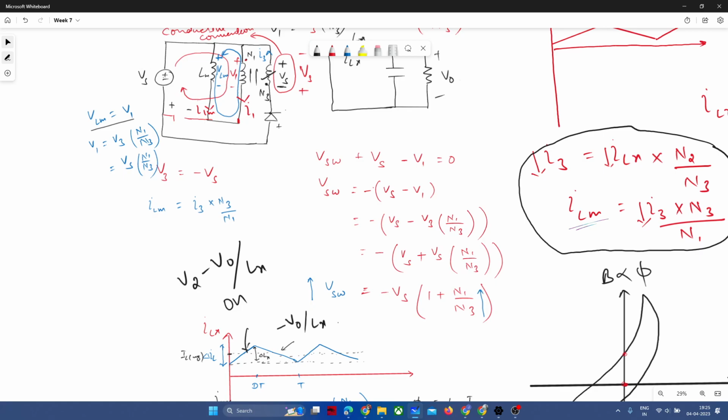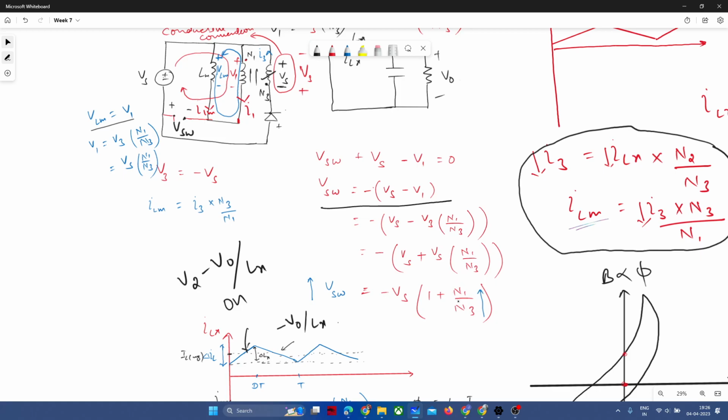You can see the polarity of Vs. If you apply KVL, it is Vs minus V1 plus this V switch when the switch is on, and that will be the voltage capability of the switch. I think I derived this point in the last session also. V switch is equal to minus Vs minus V1, which resulted in minus Vs into 1 plus N1 by N3.